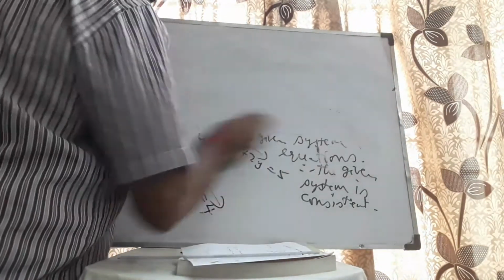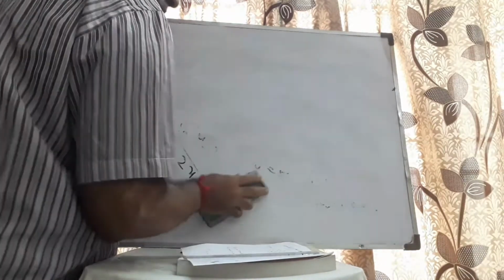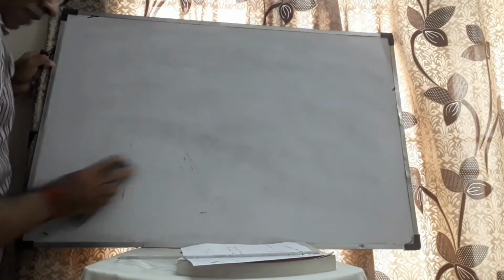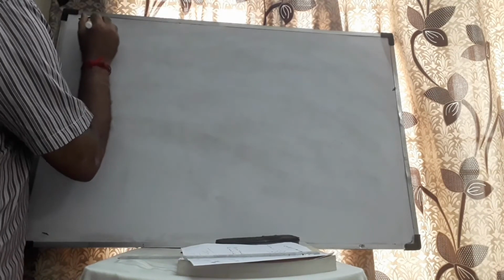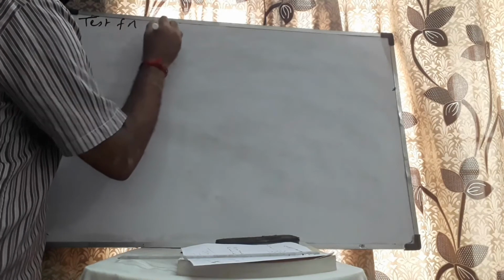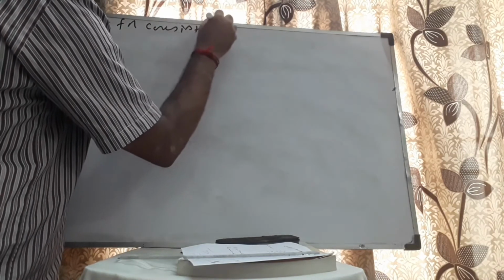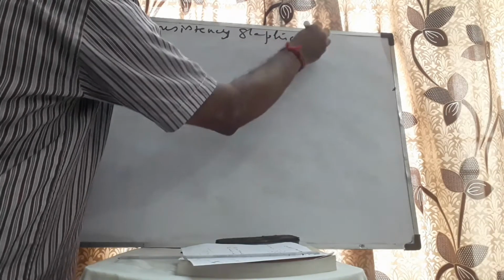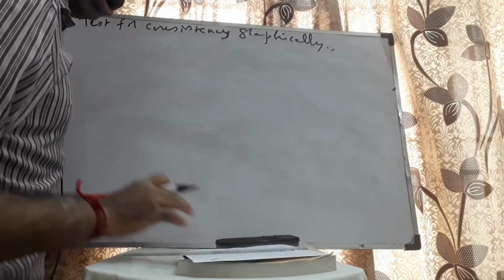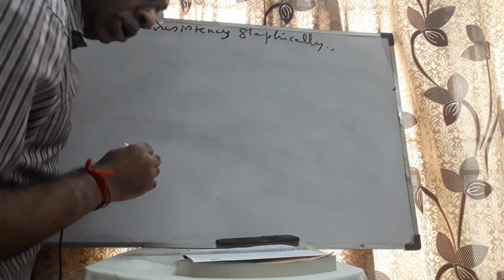This is how we think about consistency of system of equations graphically. I have taken one example where I have a unique solution and consistent. Let me take a second example. Test for consistency graphically or using graphical method. Either way you can write. I have taken an example over here.